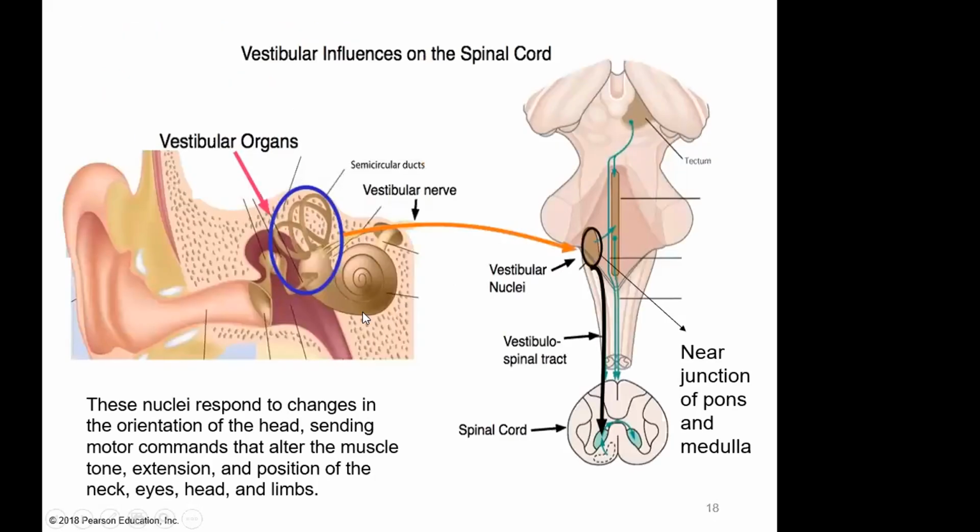So if we were to look at a picture of that, what you can see here is we've got the vestibular nuclei. These nuclei are near the junction of the pons and the medulla. And they're going to be using that vestibulocochlear nerve, which is attached to your inner ear, to respond to any changes that occur in your head. And they'll send the motor commands if there's any changes in your head to alter any muscles necessary in order to help you maintain your posture and your balance.